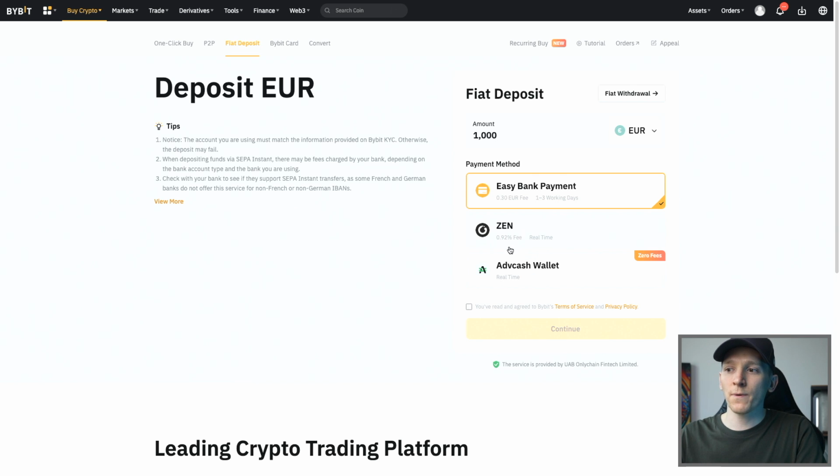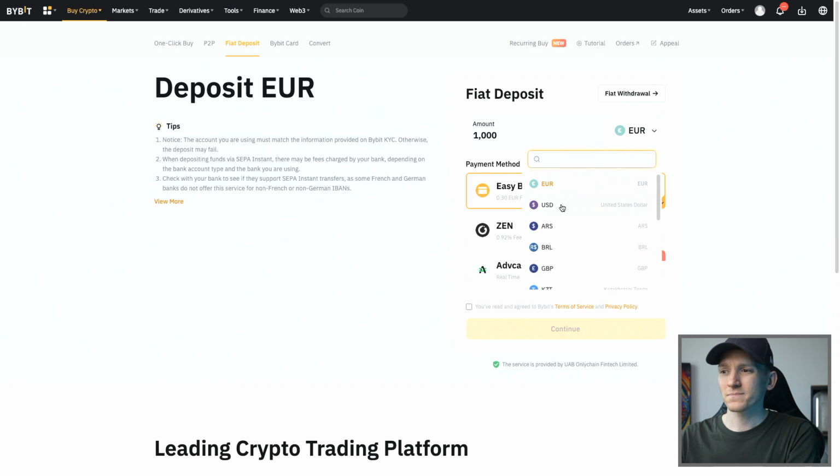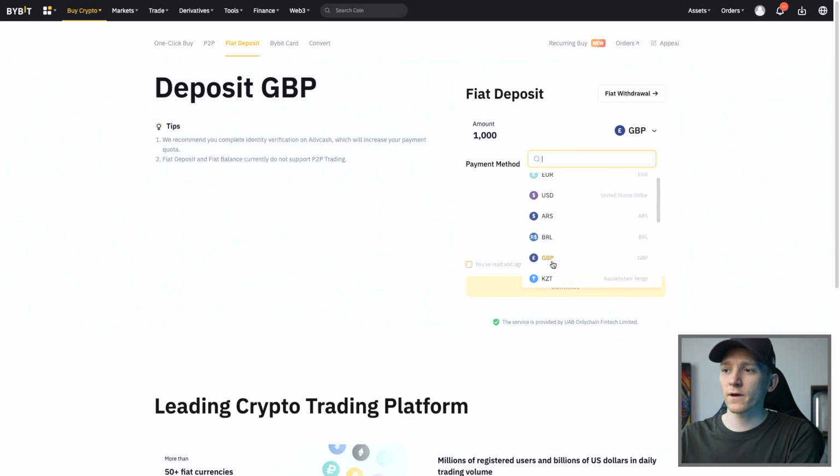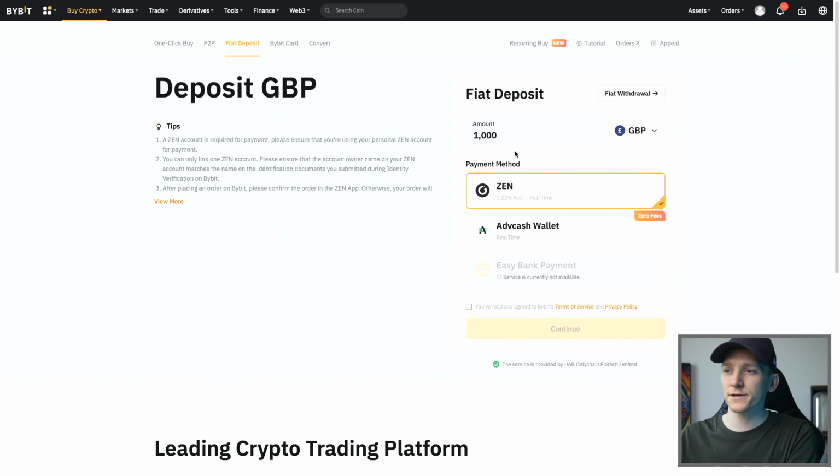You can also use these payment providers, for example, Advanced Cash or ADV Cash and Zen. These are like payment applications. You're going to need accounts with them and have all that set up with the exact same KYC details as your Bybit, but you can use these for euros. As an example, with US dollar, you have ADV Cash as well. If we're looking at pounds, you have Zen and ADV Cash. So they're basically going to give you a bank account to send money into from those applications.